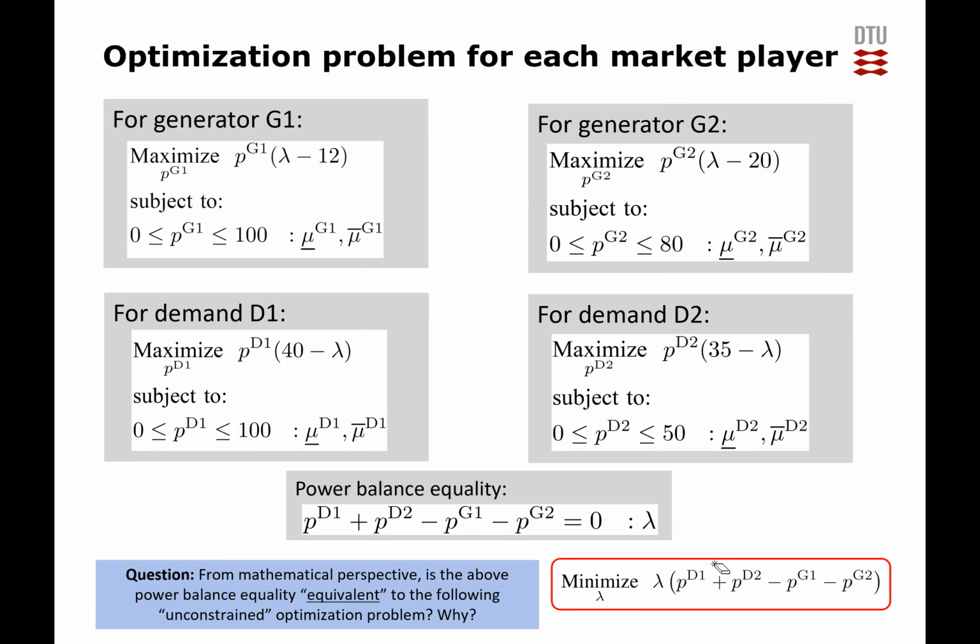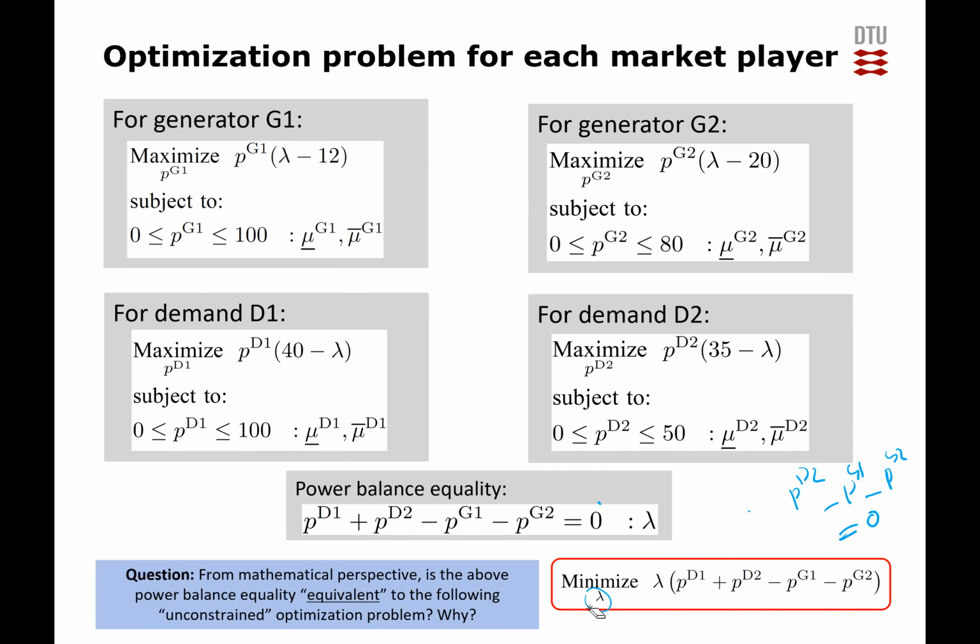Yesterday you learned KKT conditions, right? So this is an unconstrained problem. If we take KKT of this unconstrained problem, what will happen? There is no constraint. The only variable is lambda, right? So the derivative of the objective function with respect to lambda equal to 0. So it will be PD1 plus PD2 minus PG1 minus PG2 is equal to 0. It's the KKT of this problem, and as you see, it's exactly the same as our constraint, right?